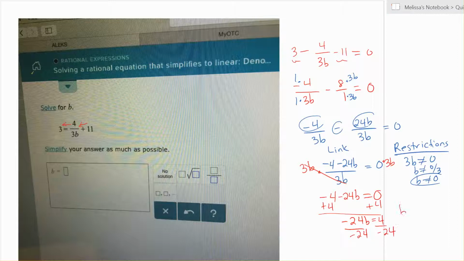So b equals negative 4 over 24, and you want to simplify your fraction. So 4 goes into itself 1 time on top, and 4 goes into 24 6 times on the bottom. So you have the simplified solution, negative 1/6, and it's not a restricted value, so you're okay with that solution.